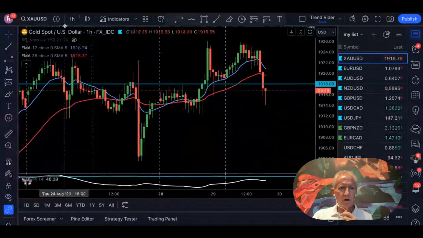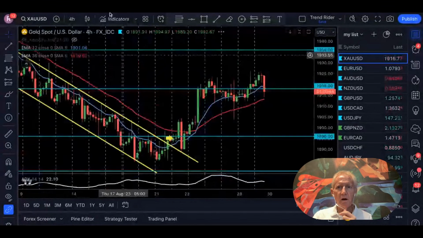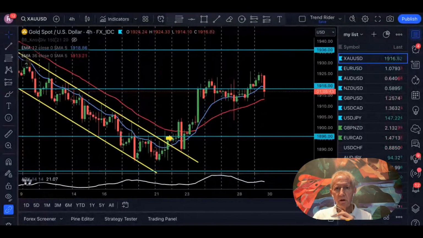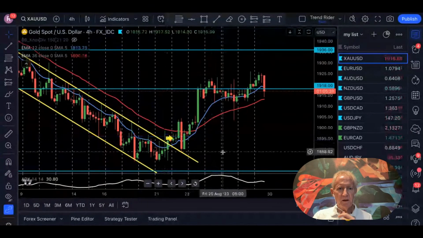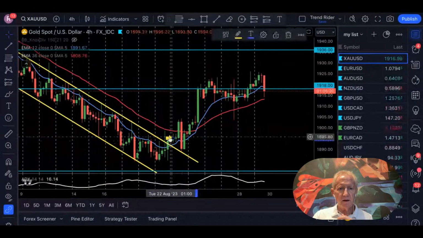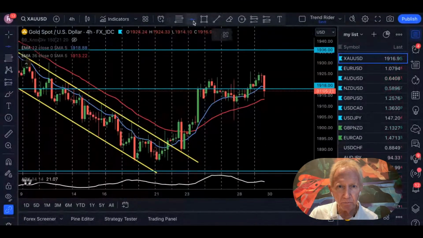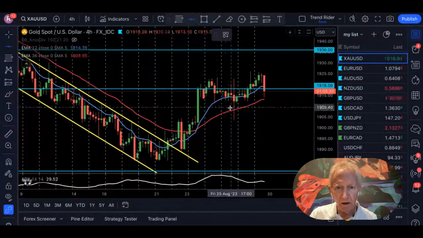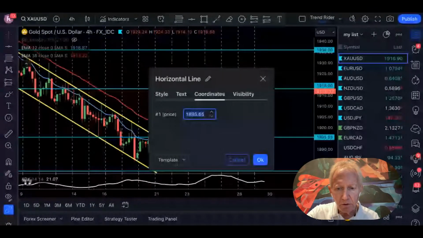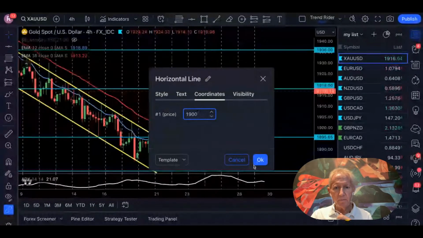Let me go back to my 4-hour chart. And let me make sure I'm still sharing my screen. I'm using this new live streaming software, so I'm a little bit unfamiliar with all of the bells and whistles. Get rid of that guy and get rid of this guy. And I just want to put another line there at 1900. That's our strong psychological support.